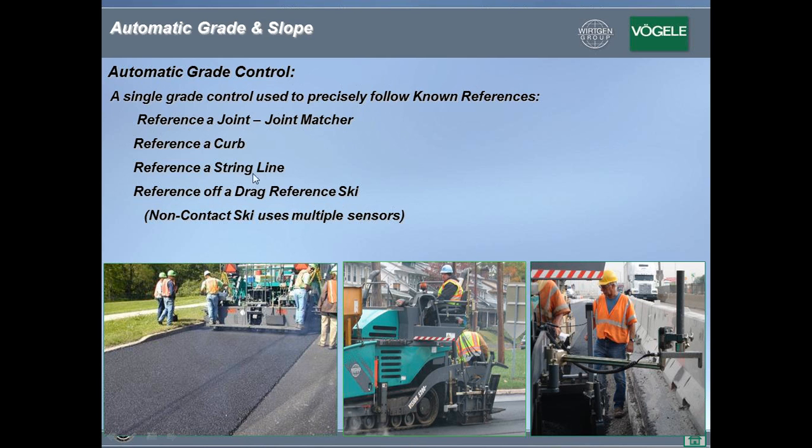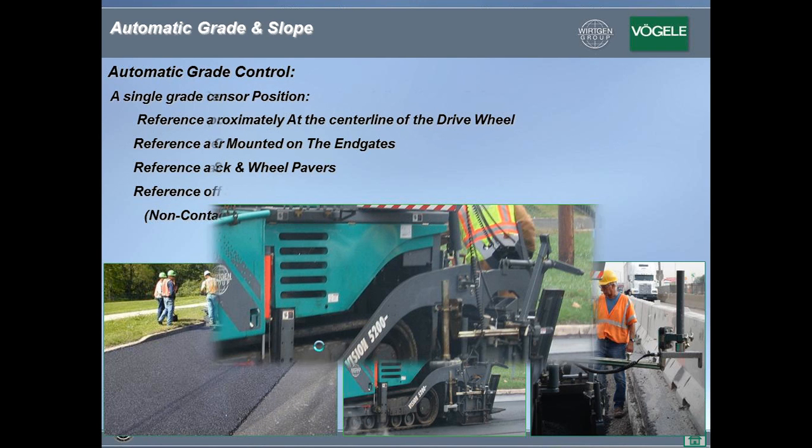Joint matcher. So we say single grade control used to precisely follow a known reference. That is usually referred to as a joint matcher. You could follow an existing joint. You could follow a curve. You could follow a string line with all the different types of sensors to hold your mat depth on the grade side.